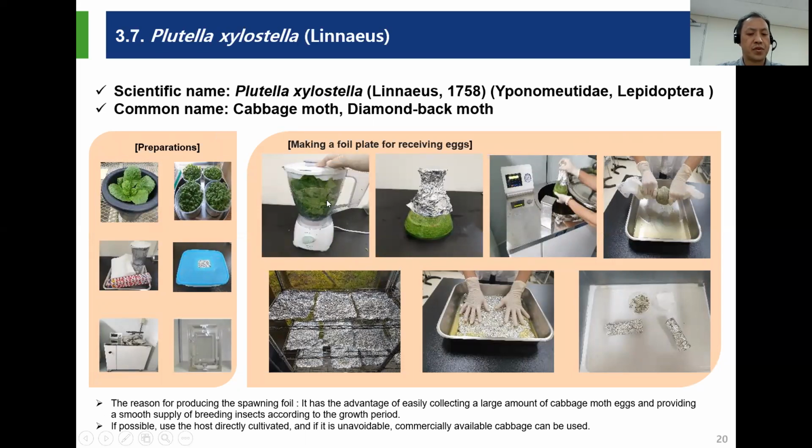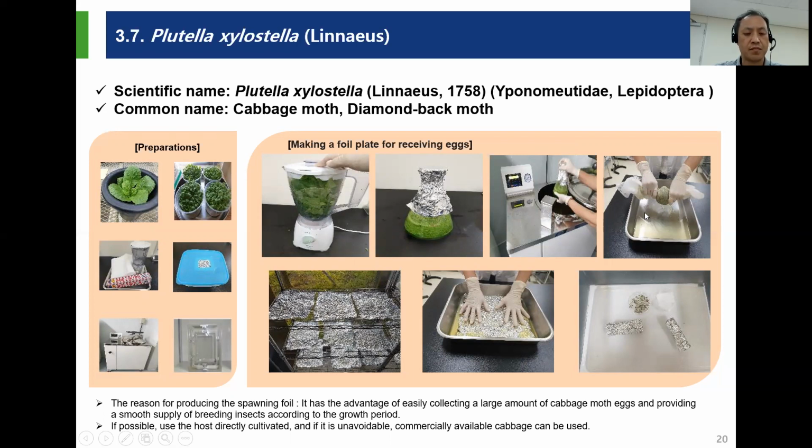Diamondback moth can be reared with young rapeseed. In order to receive eggs, you need to make a spawning pony, this one. I put 65 grams of cabbage leaves in a blender with 500 milliliters of water. Put the crushed Chinese cabbage into a flask and autoclave at 120 degrees Celsius for 20 minutes.